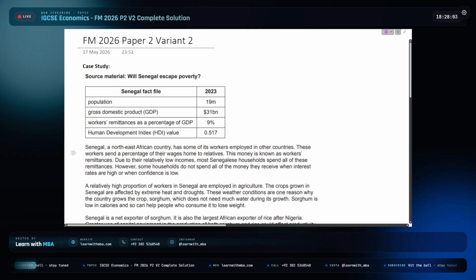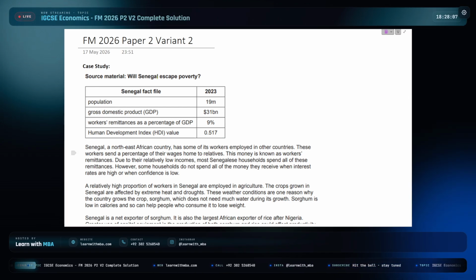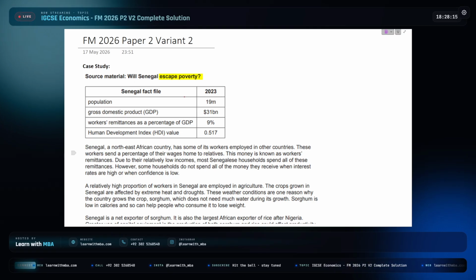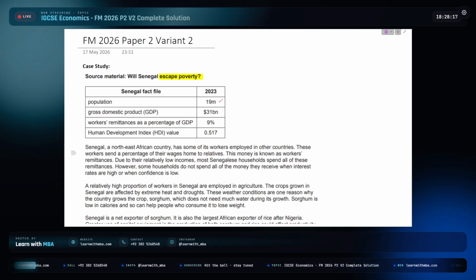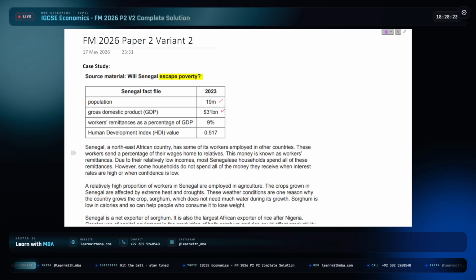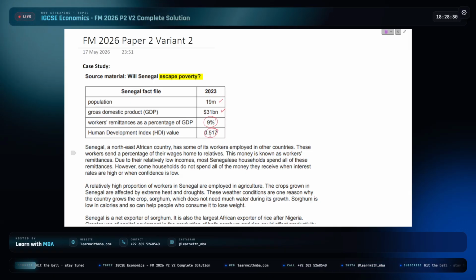All right. So the source material says, will Senegal escape poverty? And there's some information given to us. The fact file says that the population is currently 19 million people. The GDP is 31 billion. The workers' remittances as a percentage of GDP is 9%, and their HDI value is 0.5, right?